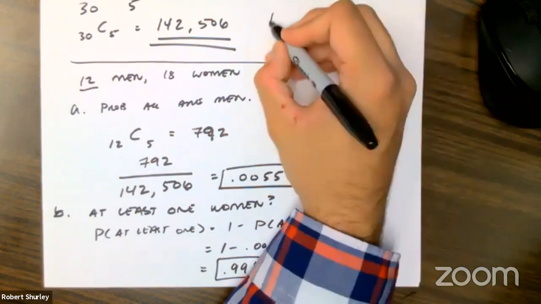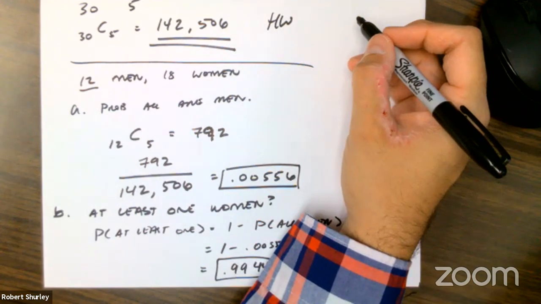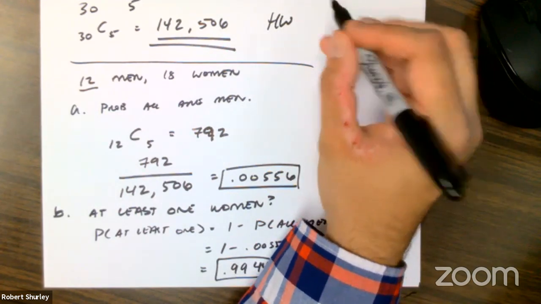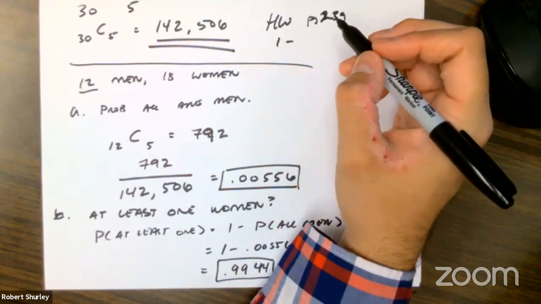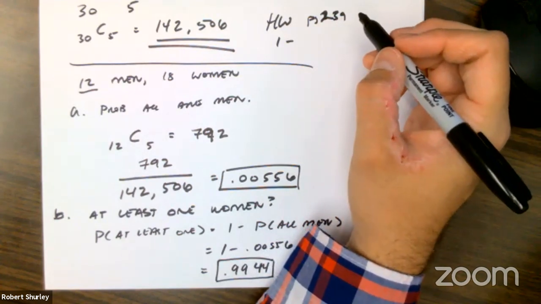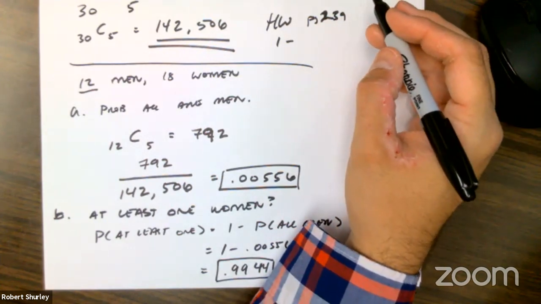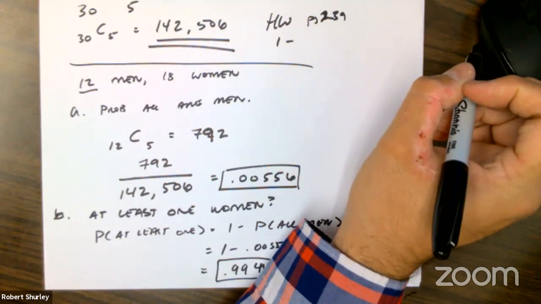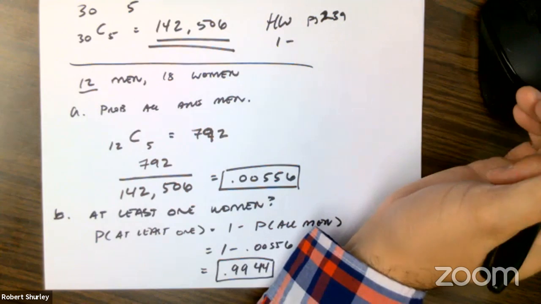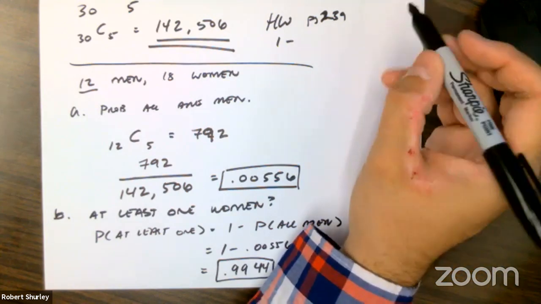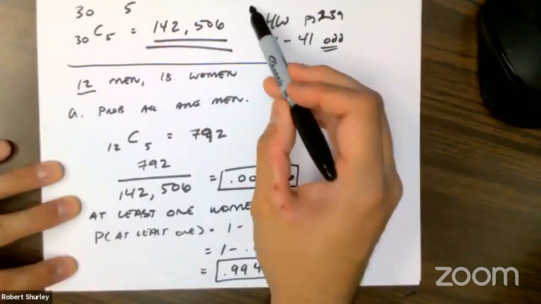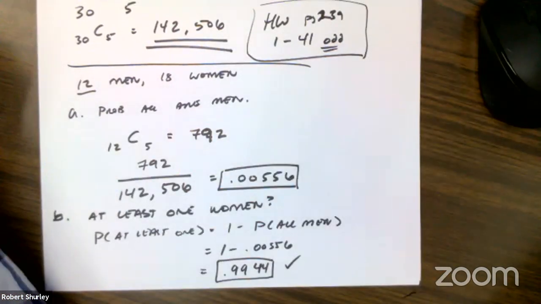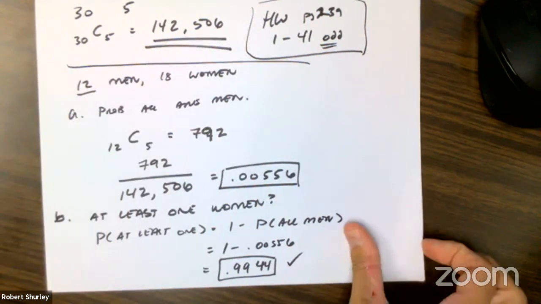They pop up. So for homework, number 1 is on page 239. Let's do 1 through 41. If you want to do odd, that's fine, but you might want to look at doing the evens just so you don't miss something. But 1 through 41 odd would be solid. Okay.